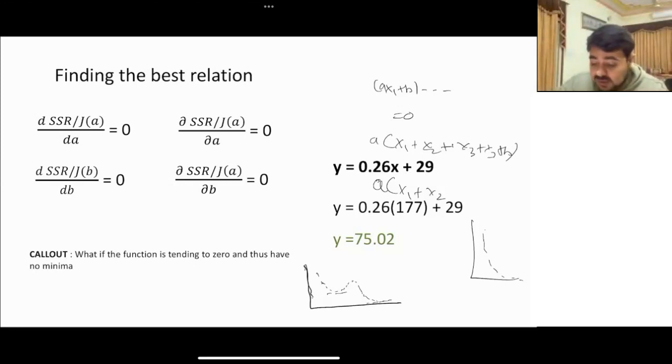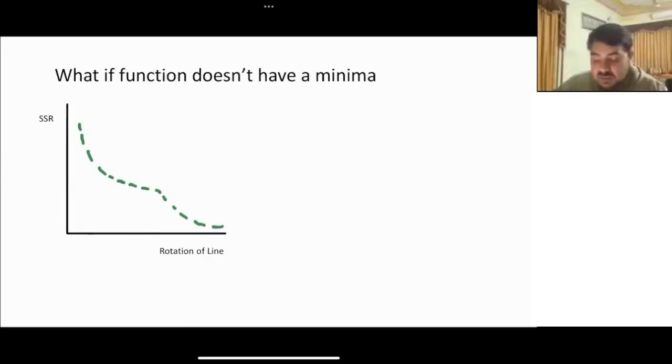So as I said, one call out was what if the function is tending to zero? Now the idea is that I've shown you the graph. You can't really use a derivative equal to zero, and that's the idea of gradient descent. The entire gradient descent is coming from this. Now, what is the idea of gradient descent? Basically, let me explain.